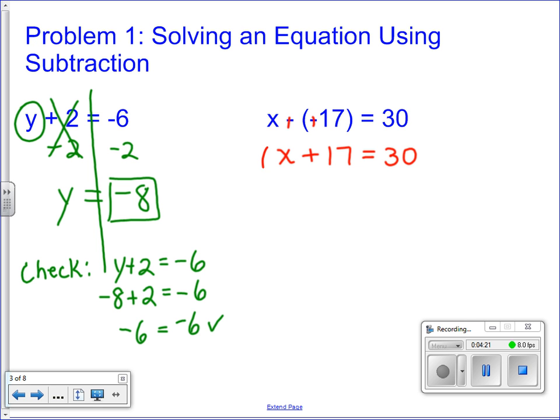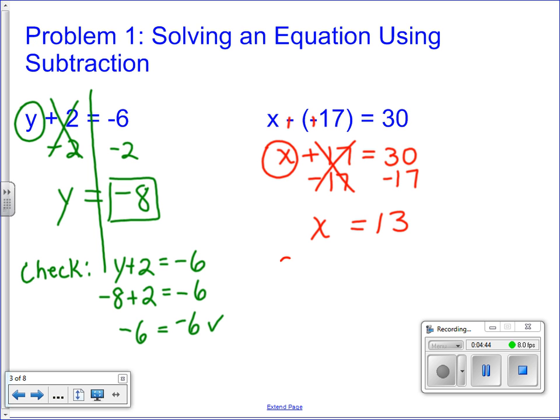Again, we're isolating the x, so I want to get rid of 17, and I'm going to subtract 17 from both sides. Plus 17 minus 17 is 0, so I bring my x down on the left side, and on the right side I have 30 minus 17, which would be 13.